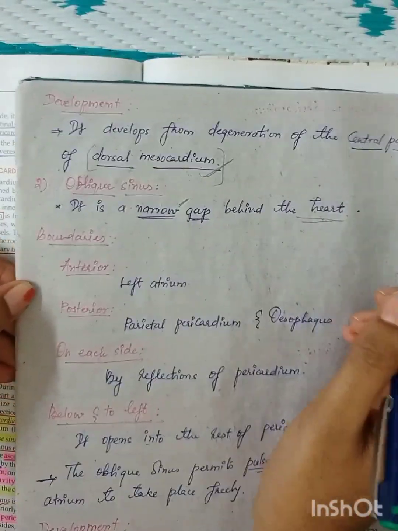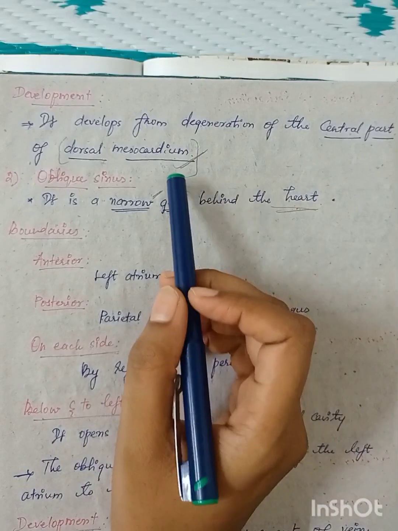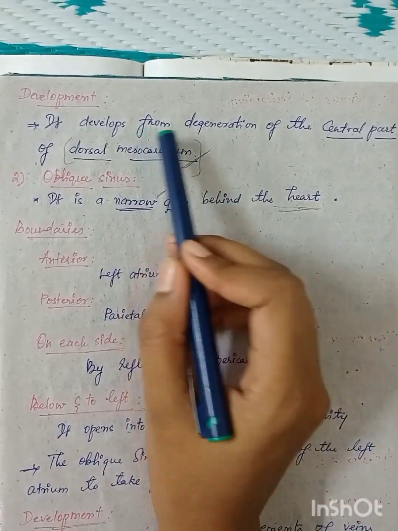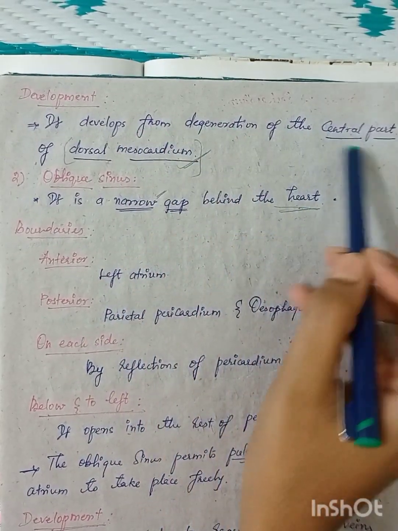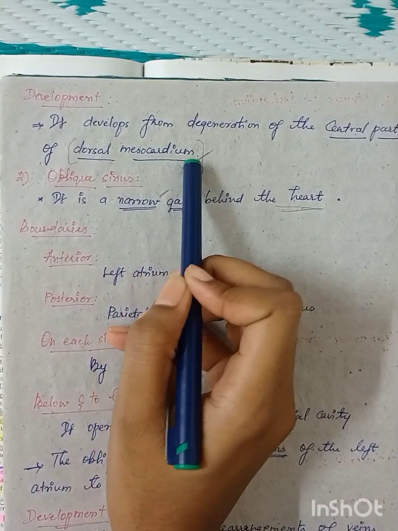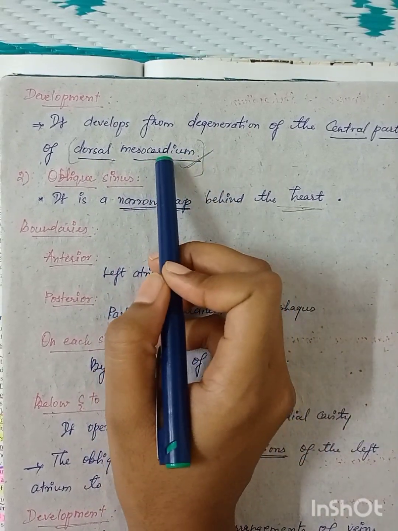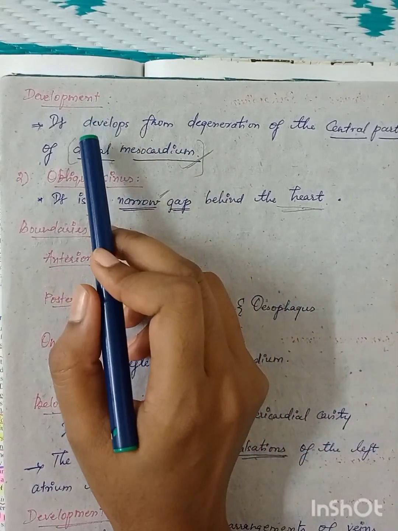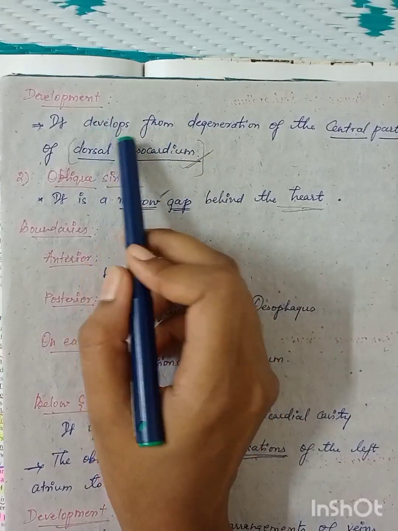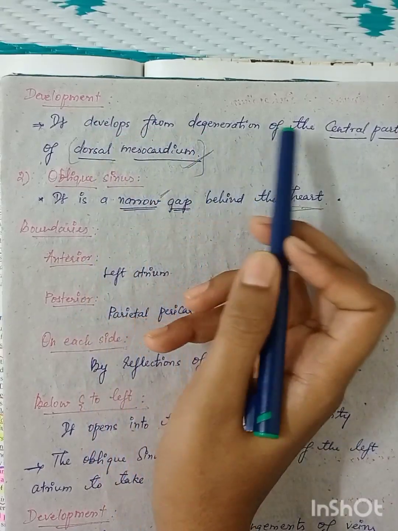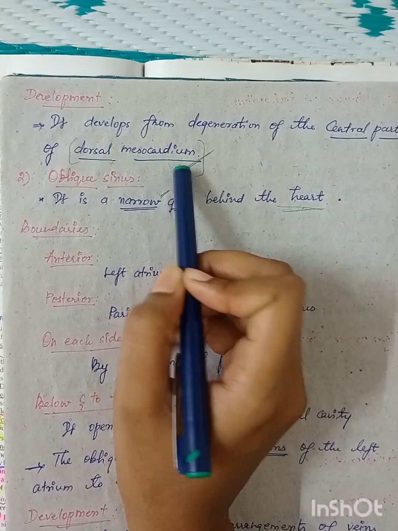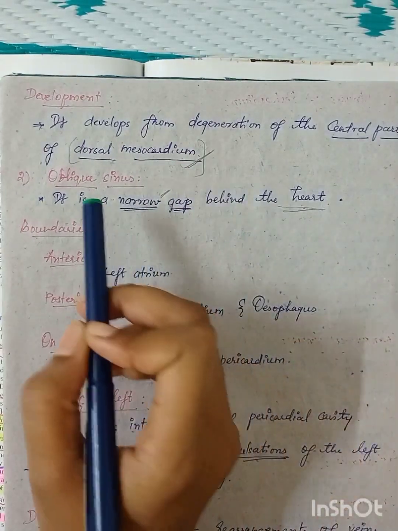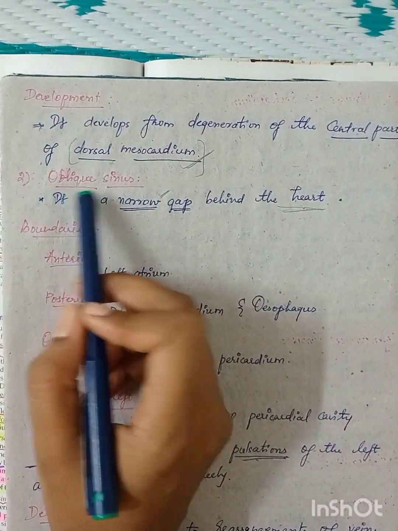And development. The transverse sinus is developed from degeneration of the central part of the dorsal mesocardium. One more time, we have to remember: the transverse sinus is developed from degeneration of the central part of the dorsal mesocardium. And next, let us move on to the oblique sinus.